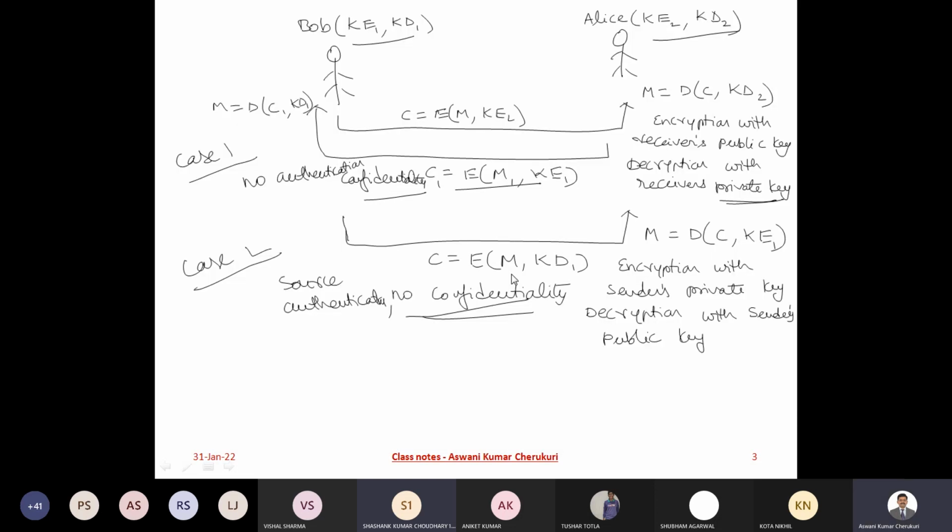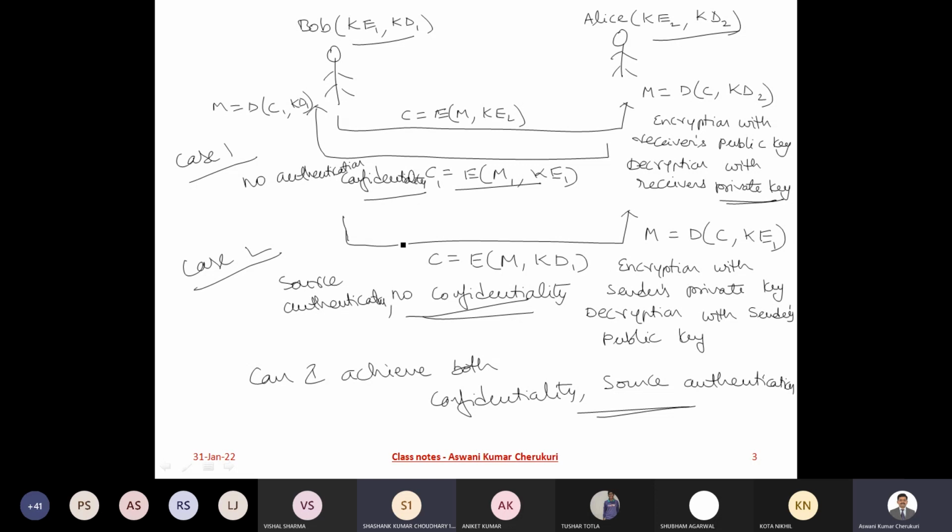Now, the point is, can I achieve both? Both, that means confidentiality and source authentication. Can I achieve both? Of course, we can achieve both by combining both these schemes, case 1 and case 2. Right?